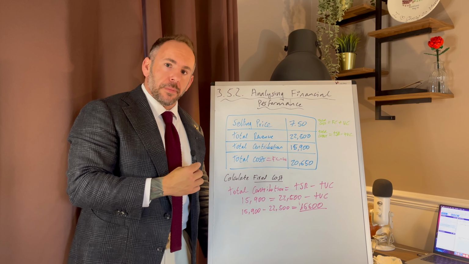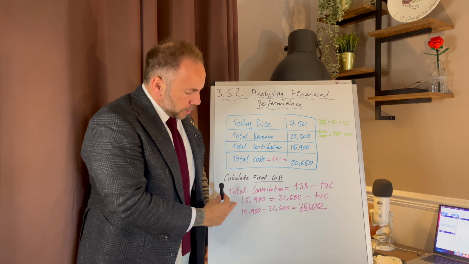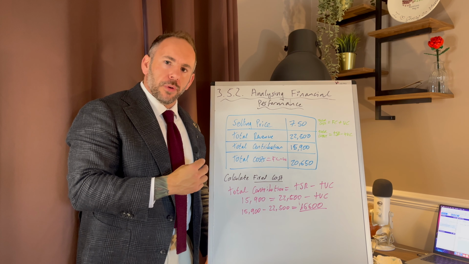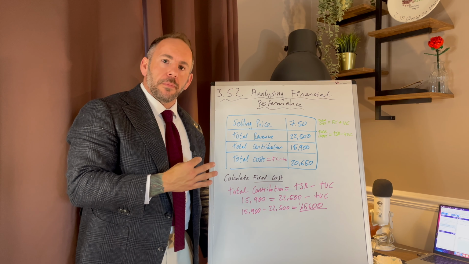I've got 2 of those numbers. I've got my total contribution, 15,900. I've got my total sales revenue, but I haven't got my total variable cost. So I simply just write the numbers I've got.